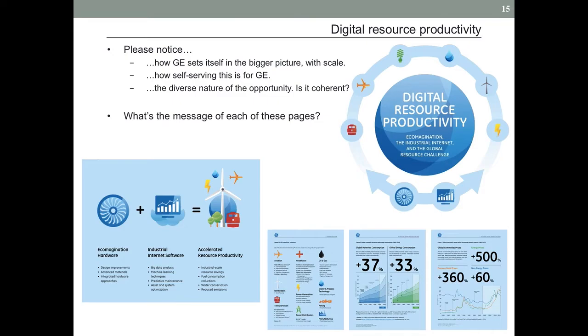I think it's okay to note how self-serving this is for GE. It's as if all of the opportunities for digital resource productivity are really just about the company itself and its offerings. But also note the diverse nature of the opportunity. I don't know if it's coherent. I'm curious to hear that from you. But I want you to dig in and ask that question. Like, does this hang together? Is this notion of digital resource productivity a helpful one?